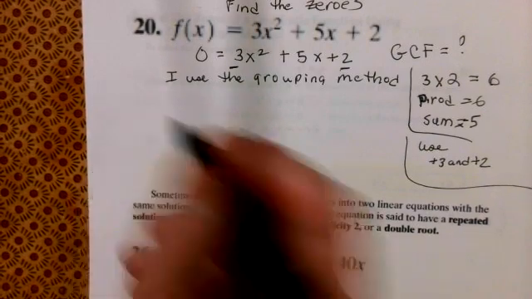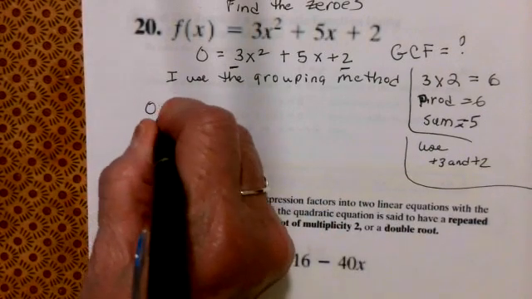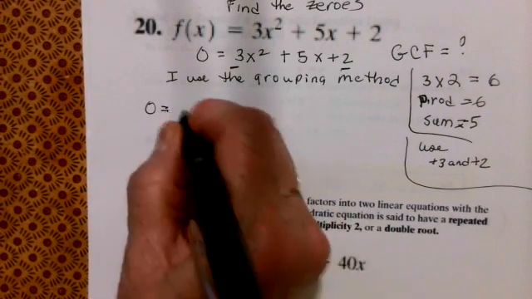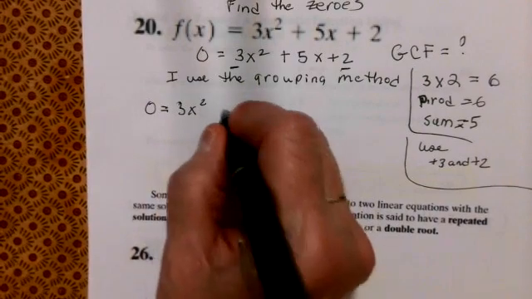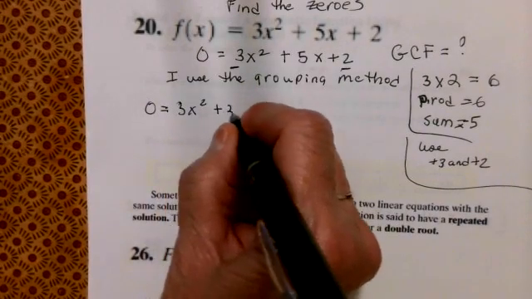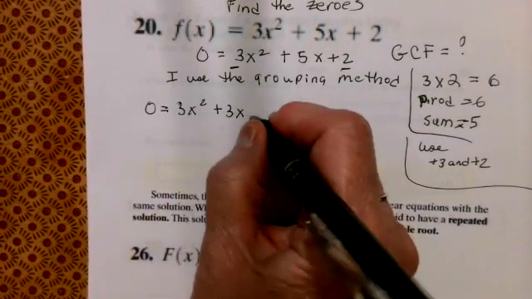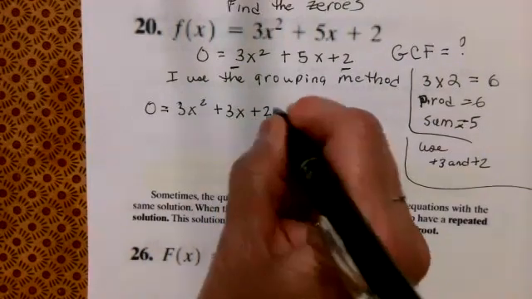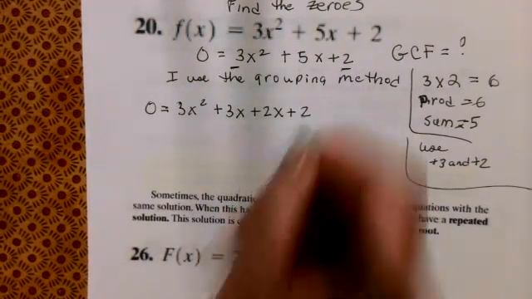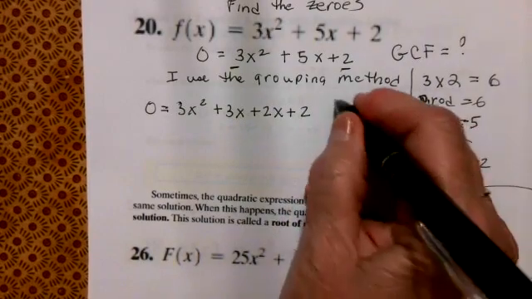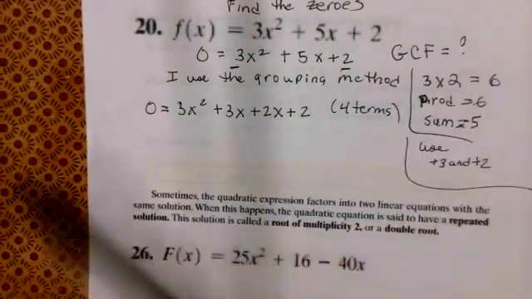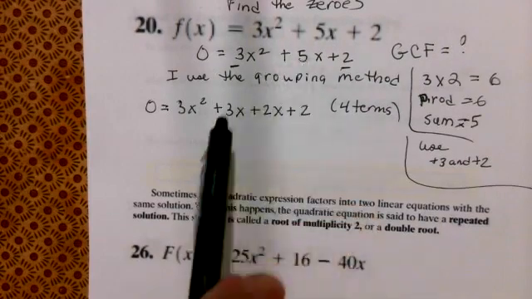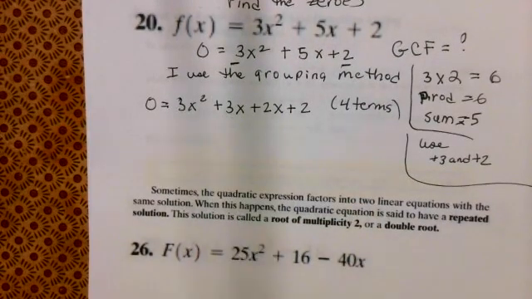Well, this is what you've got to remember. We're going to rewrite it using those numbers 3 and 2. It doesn't matter which I write first, the 3x or the 2x. But what we've done is we've created 4 terms. That is equivalent to this, because those 2 add up to be 5x.